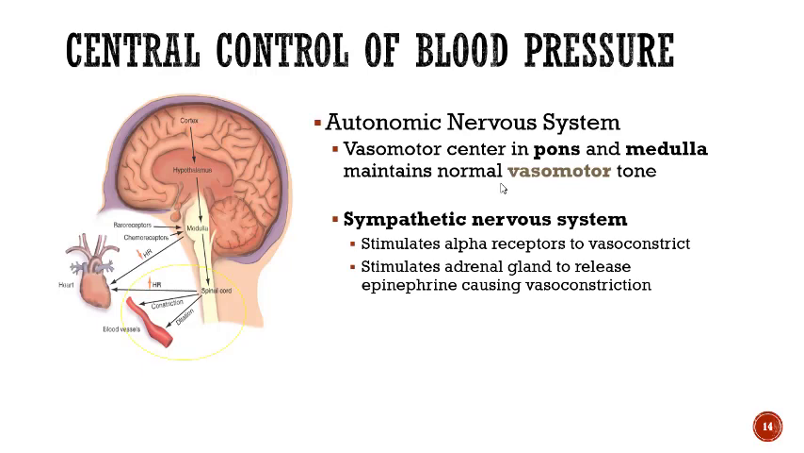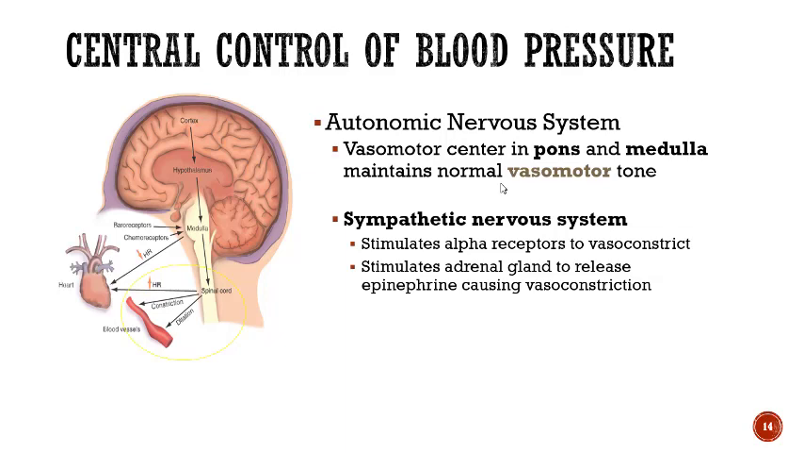So when you're talking about that central control of blood pressure, you can look at your autonomic nervous system, which are those responses that you don't even have to think about. There's something called the vasomotor center in the pons and in the medulla, and that's going to maintain that normal vasomotor tone. When I'm talking about vasomotor tone, I'm just talking about how all of your vessels have the ability to vasoconstrict and vasodilate, and that's considered their vasomotor tone. They can open or they can close, right?